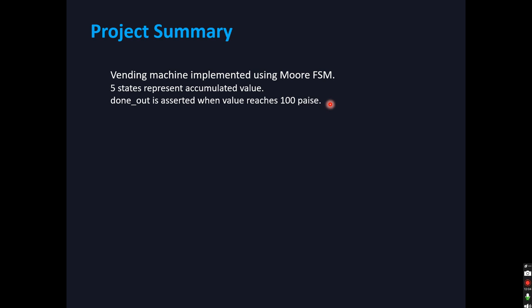So you have to cover every transition. There are totally five states with so many combinations, right? So every transition you have to cover through your TB and analyze the waveforms.